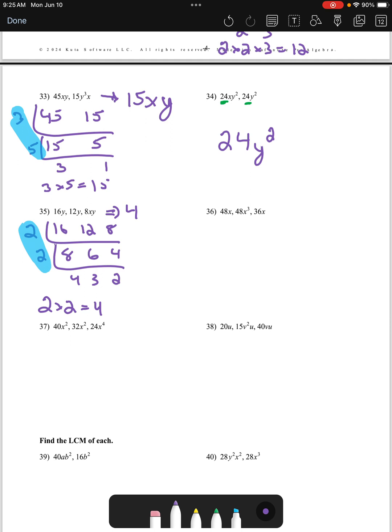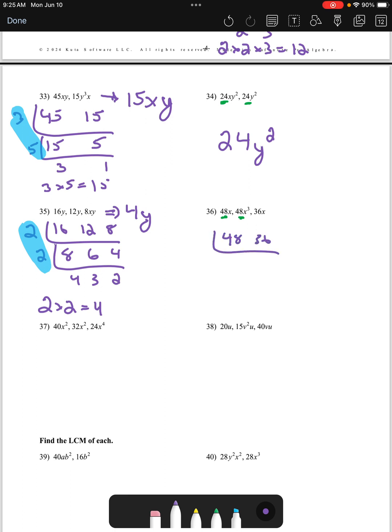Now, variables. There are x's and there are y's. Do all 3 of these have an x? No, x will not be part of our GCF. Do they all have a y? Yes, so y will be part of our GCF. Do these y's have exponents? No, just a single y in the answer then.